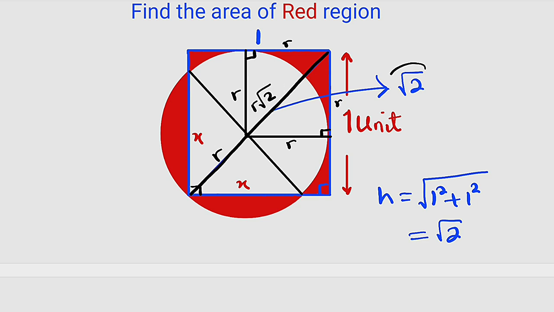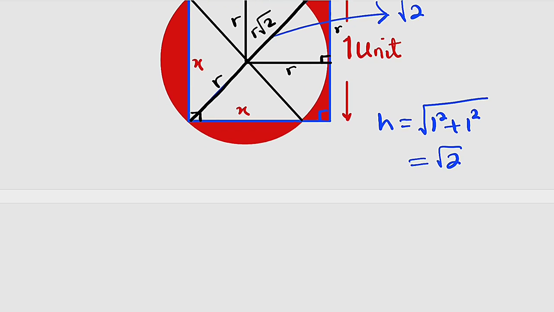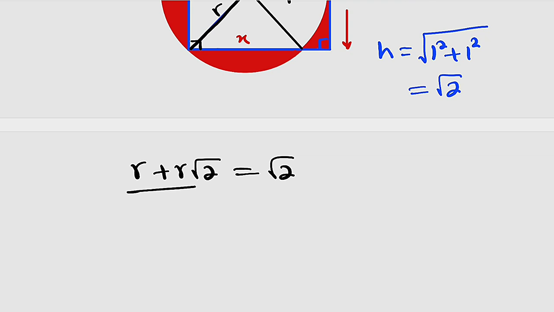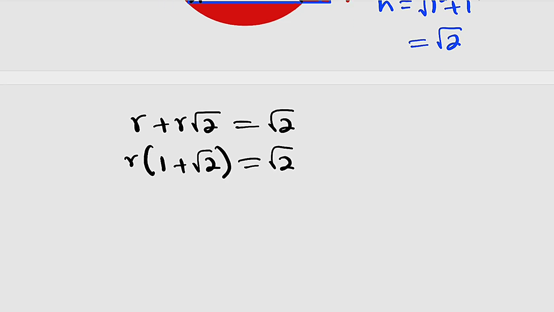But we already saw that it is equivalent to root 2. So we can relate this to this in order to find the value of r. All right, let's do that here. So we have seen that r plus r root 2 will be equal to root 2. Let's factor out r here. We have r outside, and inside we have 1 plus root 2. And this is equal to root 2. Divide both sides by 1 plus root 2. R will be equal to square root of 2 divided by 1 plus root 2.